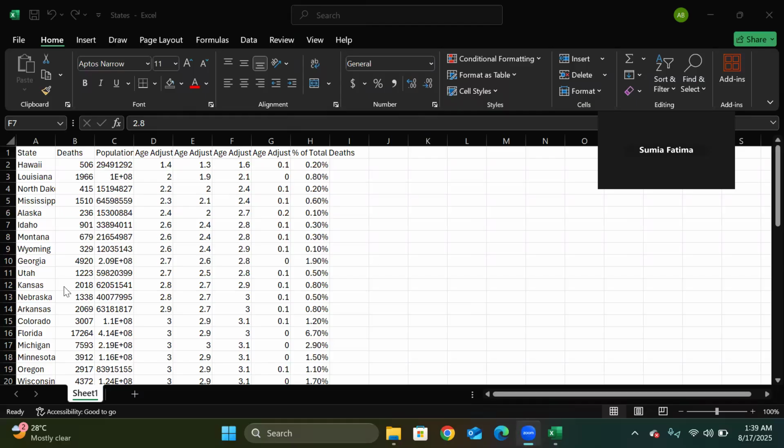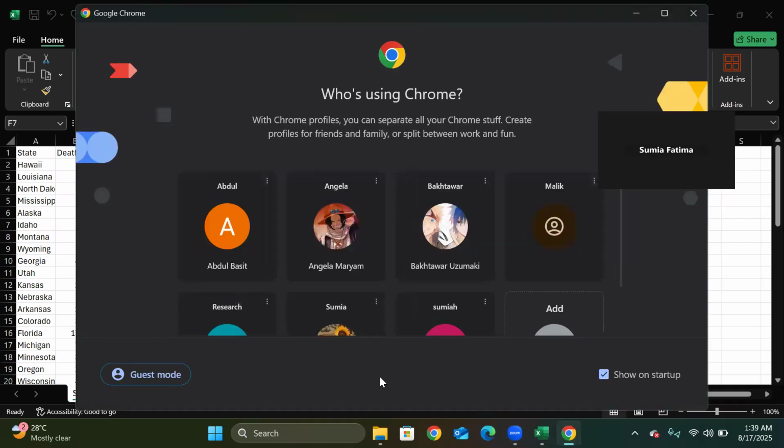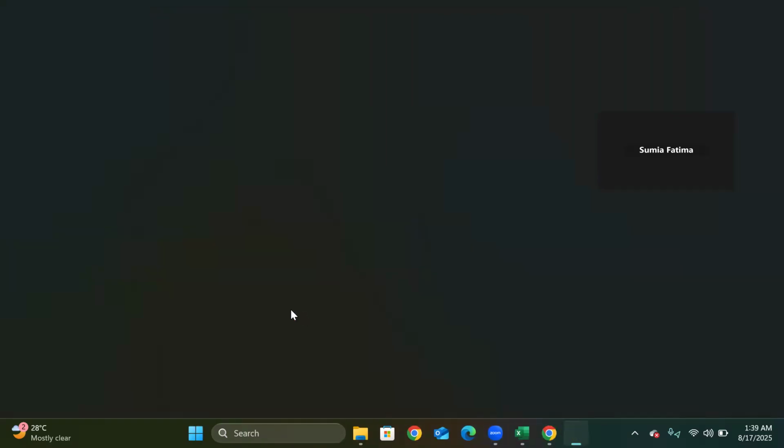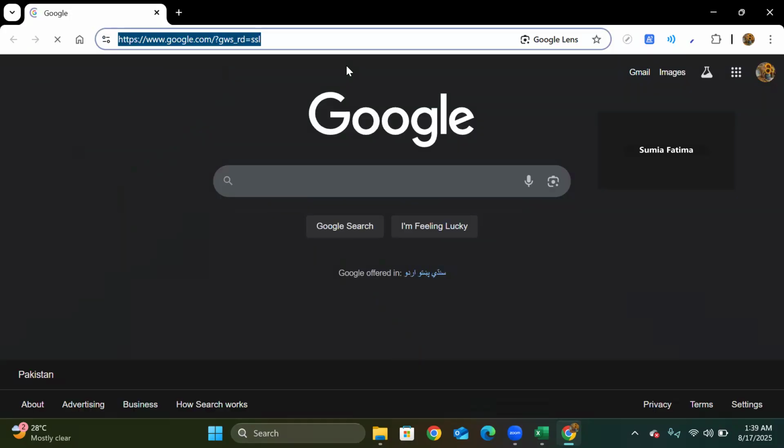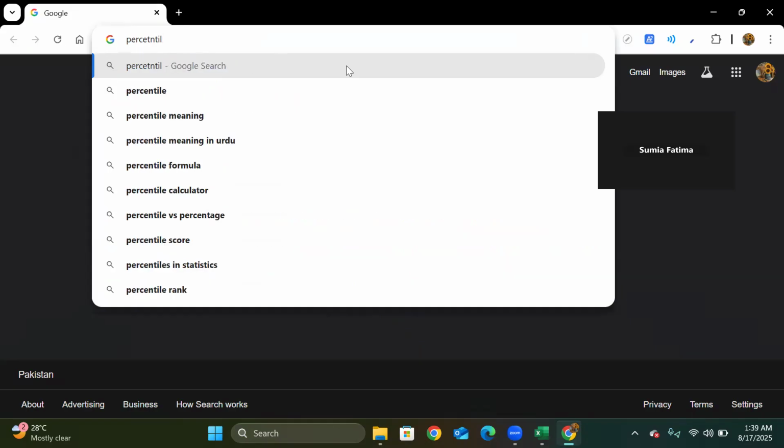Okay, for the states one, we won't be doing the joinpoint. We will be going for the percentile calculation. Okay. What is a percentile? Let me first explain to you what a percentile is.